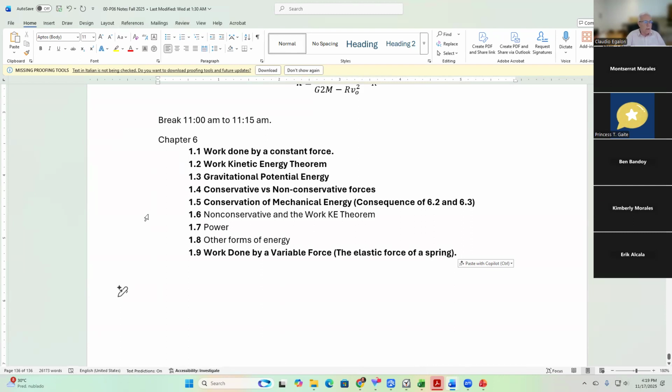Conservation of mechanical energy. Okay, 1.5. Let me do an example of a non-conservative force. I already did an example of a non-conservative force, right? No, not exactly, right? So let me see if I have a good example here of non-conservative forces.